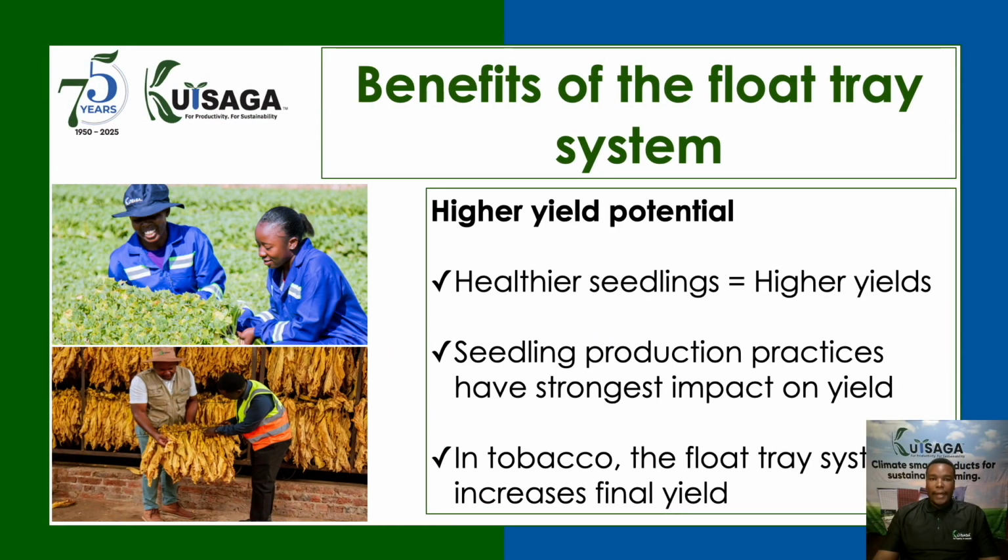Okay, so one of the last benefits that is very clear to us is the high yield potential, right? We've been doing some studies in the past year where we're looking at some of these benefits arising from the system. And basically what you're seeing there is higher yields coming from healthier seedlings. Seedling production practices have the strongest impact on yield. These are some of the findings that we were able to identify from some of the surveys that we did in the previous year.